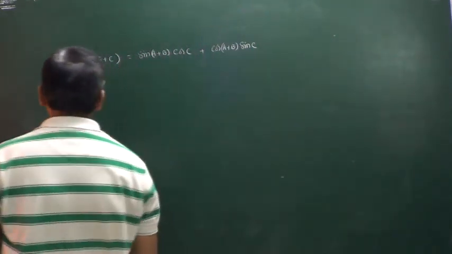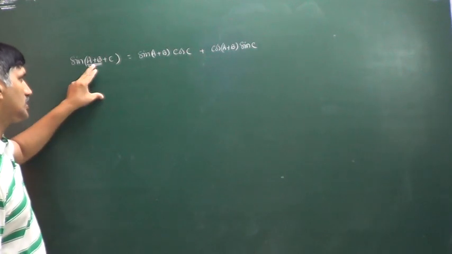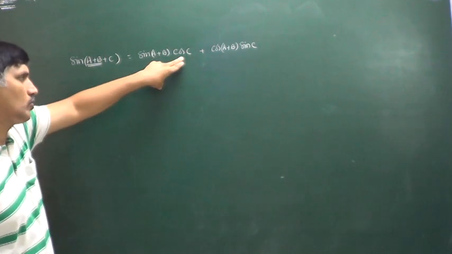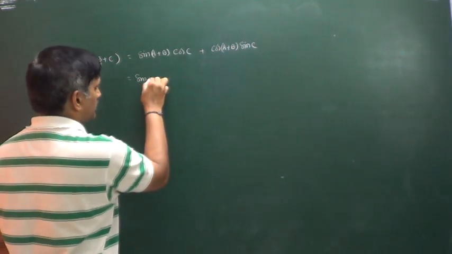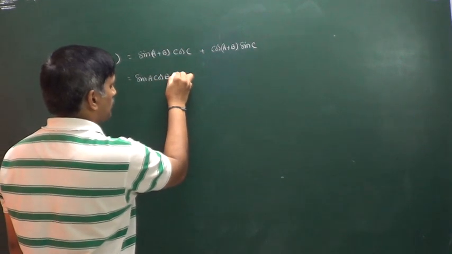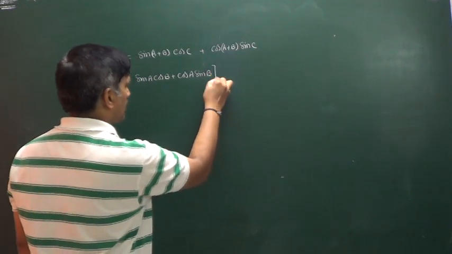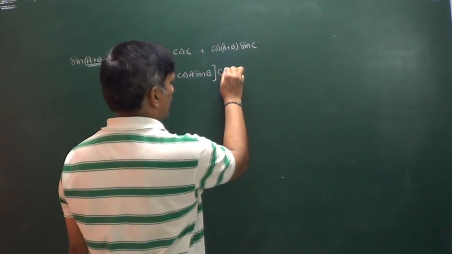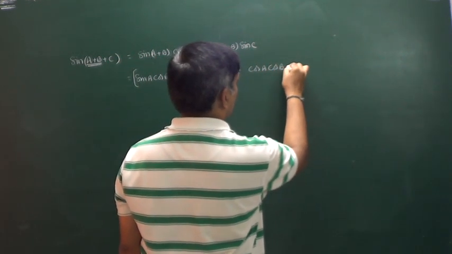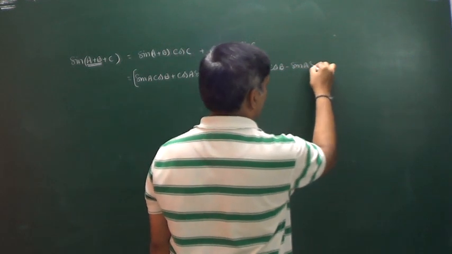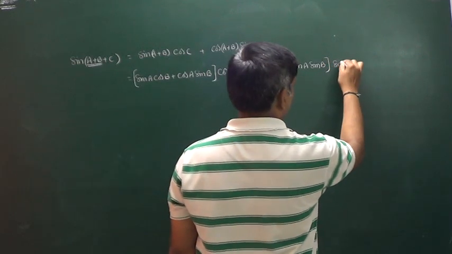Agree or not? What I am doing is taking A+B as one unit. Now it is in the form of sin(x+y), which is sin x cos y plus cos x sin y. Now what is the formula for sin(A+B)? Sin(A+B) is equal to sin A cos B plus cos A sin B. We have to multiply that one with cos C. Next, the cos(A+B) formula is cos A cos B minus sin A sin B. That we have to multiply with sin C.